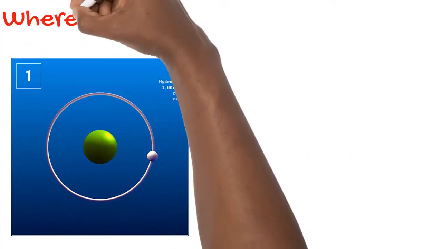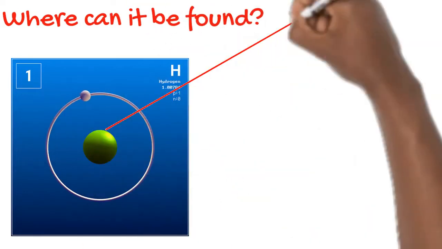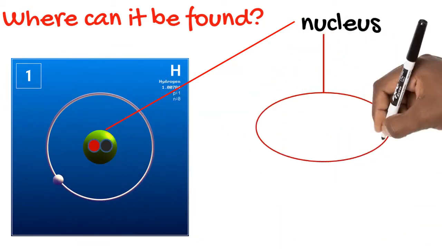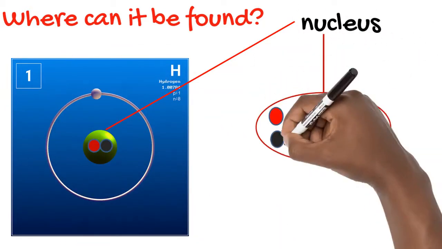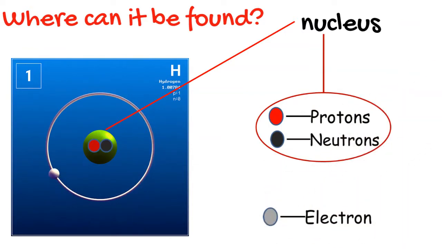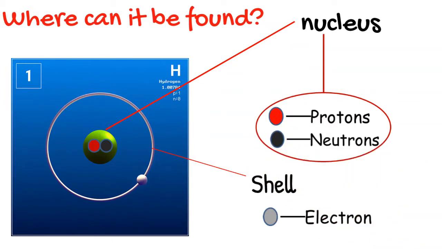So here is a hydrogen atom. Let's try answering the where can it be found question then. In the center of the atom is a nucleus, and within the nucleus we have a proton and a neutron. But the electrons are found outside of the nucleus in shells.